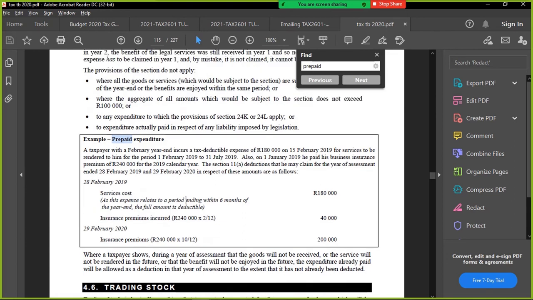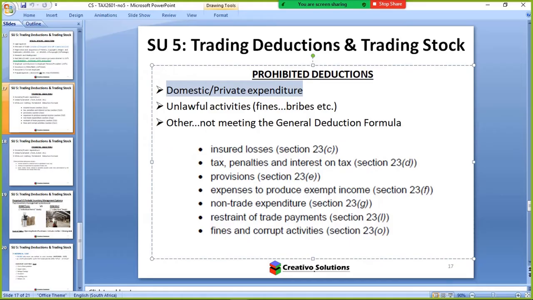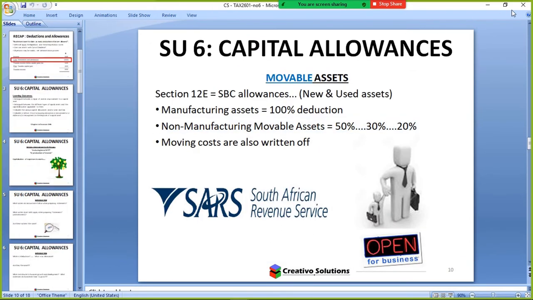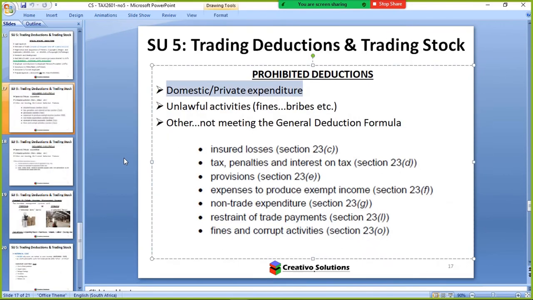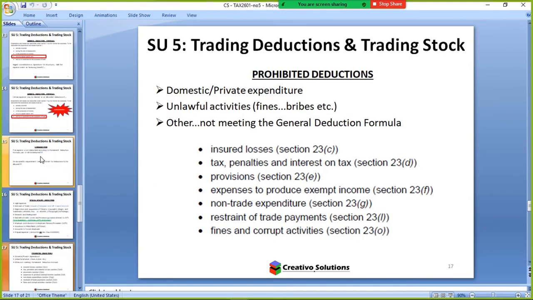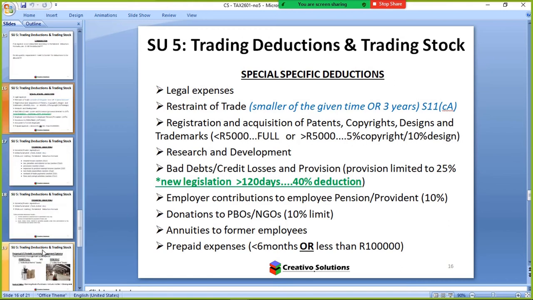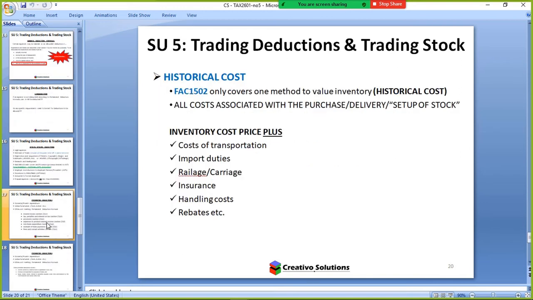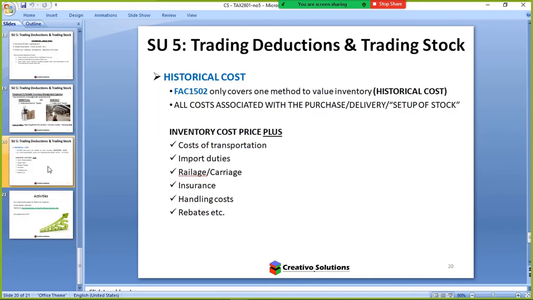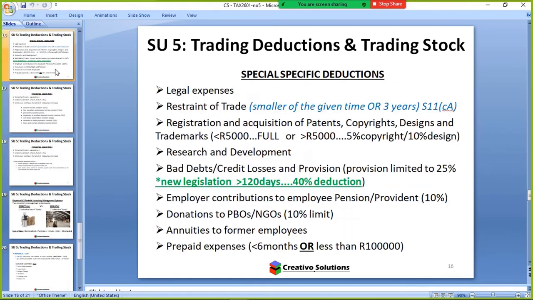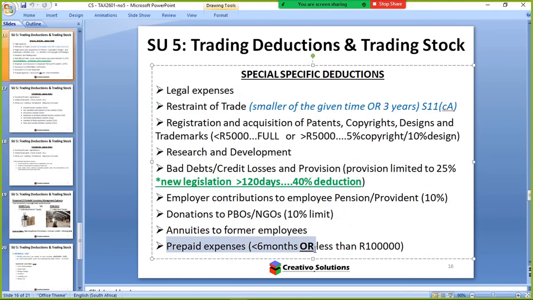Let me just go to my notes. It's easier just to read on the notes. Oh, did I close it? No. This is capital allowances. Let's just go look at it. It's easier just to look at this. Okay. Prepaid. Last, you're on the correct slide. It's just the last point. Ah, previous one. There. Yes.